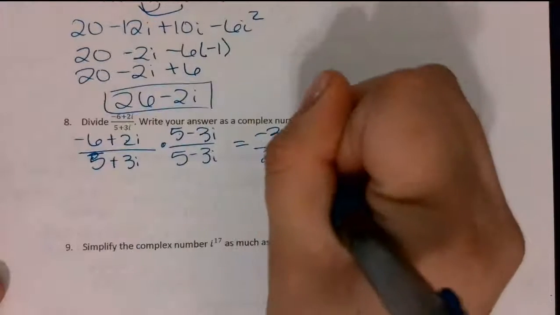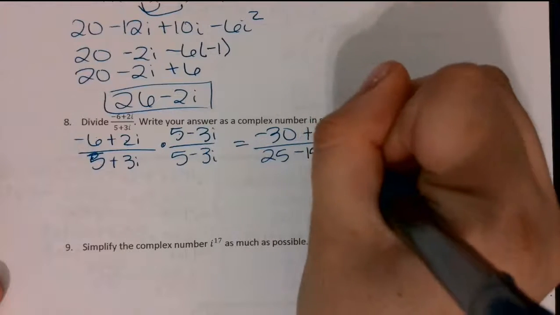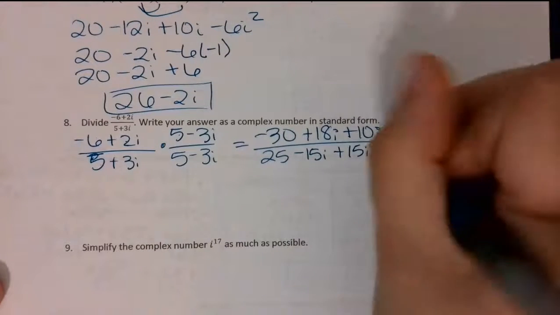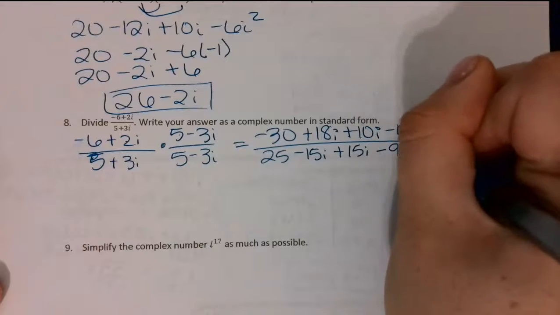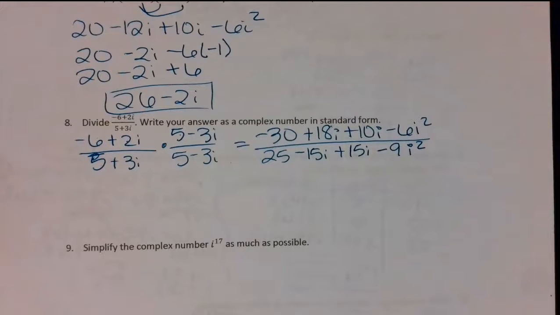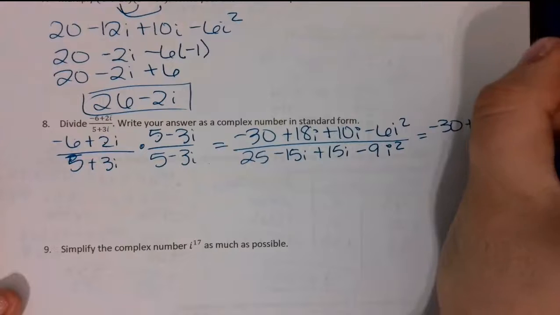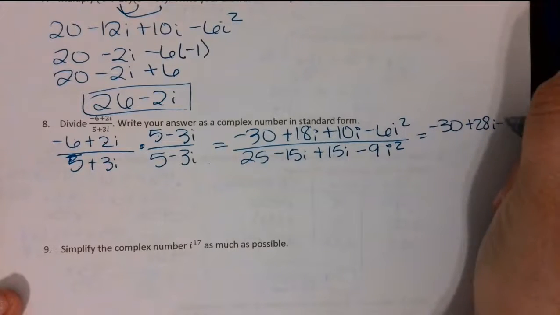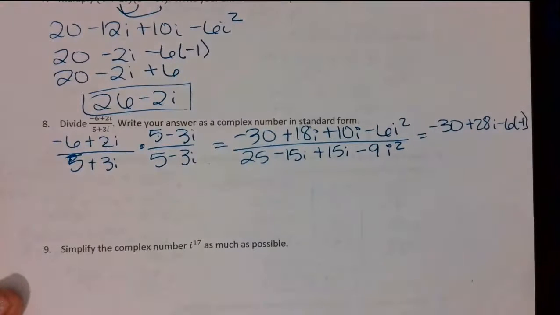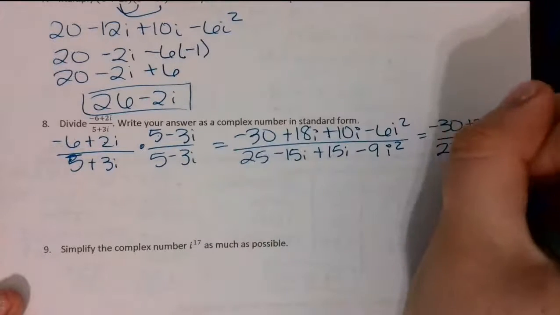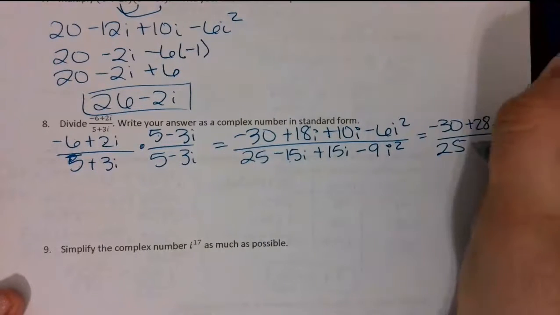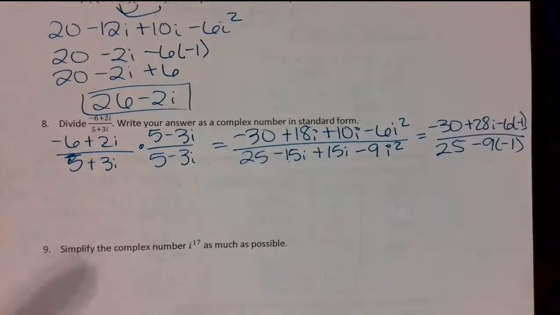On the bottom, I have 5 times 5, which is 25. 5 times negative 3i, which is negative 15i. Positive 3i times 5, which is positive 15i. Positive 3i times negative 3i is negative 9i squared. Then I want to simplify. So on the top, I have negative 30. 18 plus 10 is 28i. Negative 6 times negative 1. Then on the bottom, I have 25. The 15i's are opposite signs, so they cancel out. Minus 9 times negative 1.